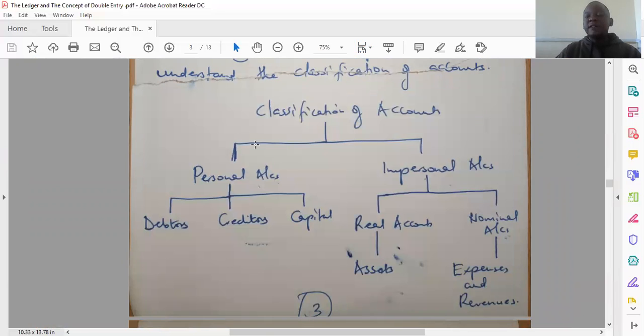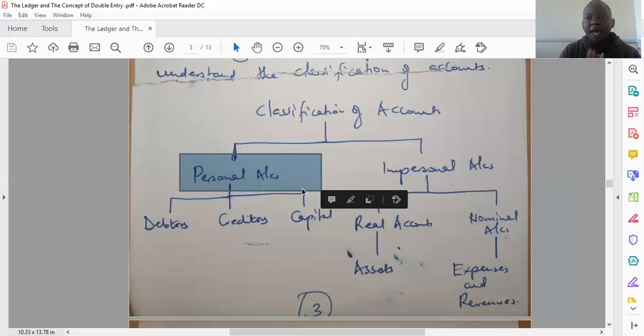We classify the accounts into two main parts: the personal accounts and the impersonal accounts. The personal accounts are those accounts that have the name of a business or person as their title or heading. So you have an account like, say, Moremi's account, Brenda's account, Mwaniki's account, Uhuru's account, and Ruto's account. The name of a person is the title of that account.